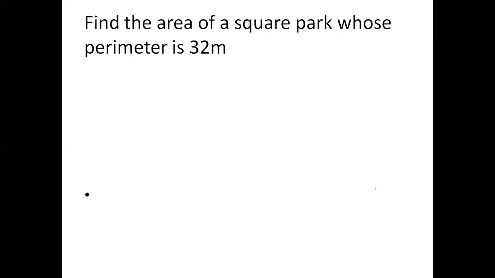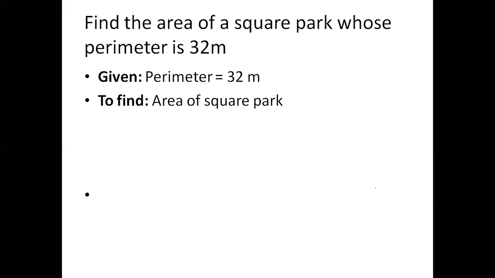Take the next problem. Here, we are told to find the area of a square park whose perimeter is 32 meters. So here we are given the perimeter and we have to find the area of a square park. So first we will write what is given. We are given the perimeter of a square park which is equal to 32 meters, and we have to find the area of the square park.